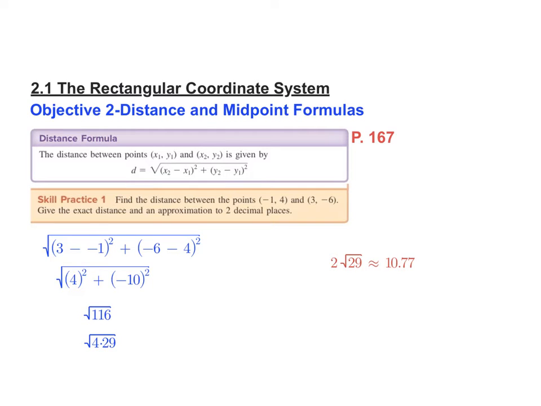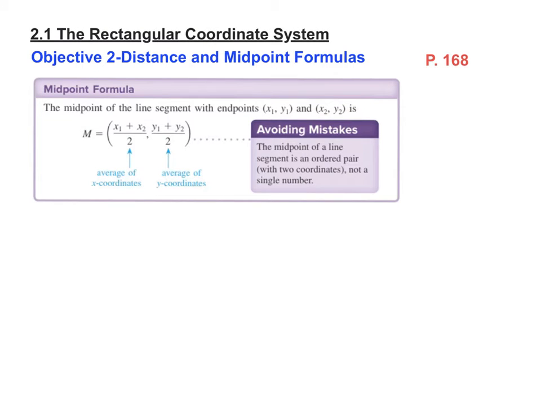All right, let's look at one for midpoint formula. And this is on page 168. And the book puts this little avoiding mistakes thing. The midpoint is an actual point. Okay? So you need an x, you need a y. It's really just the average of the x's. So the x coordinates added together divided by 2, the y coordinates added together divided by 2.